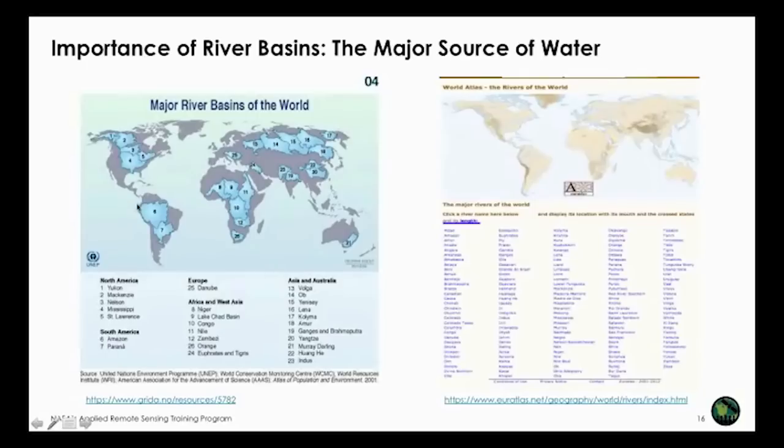This figure shows on the left-hand side the major river basins of the world, and these rivers are listed here by continents. This is from UNEP, and you can see that within all these river basins, there are many, many small rivers and tributaries. There is also a world atlas, the Rivers of the World. The website is given here. You can find information about major rivers and streams of the world. These are important resources to learn more about major river basins and also rivers by their size and by the river basin area.